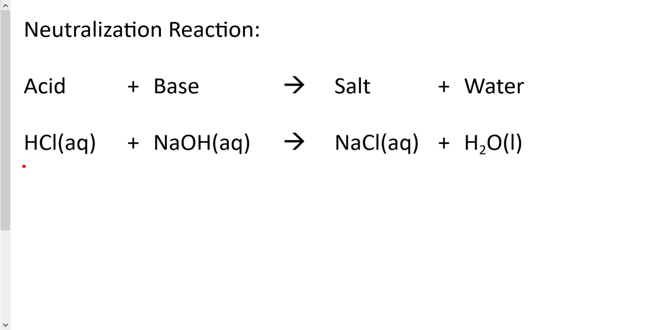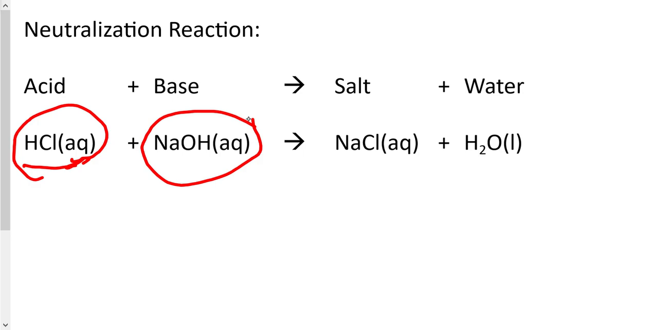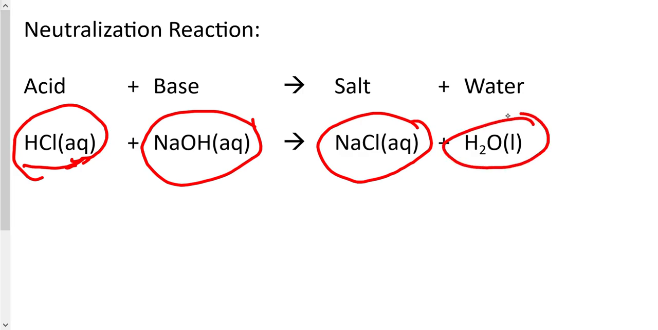In this example, we have HCl, which is an acid. You can find it in reference table K. NaOH, which is a base. You can find it in reference table L. Produce salt, table salt in this case, which is NaCl, and water. Again, just a quick review. In chemistry, we call ionic substances as salt. So it's not just NaCl, it could be any ionic substance.